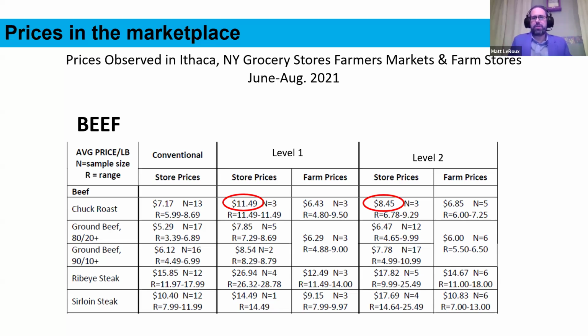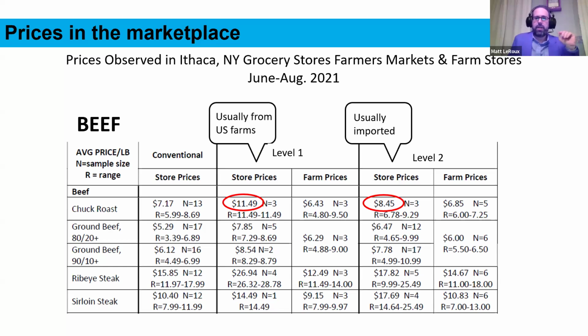Also want to draw your attention, because it's interesting, that the level one, which is the less differentiated product here, in the case of the chuck roast, has a higher price than the level two. And that is because the level one product, again, a grain finished beef that says no antibiotics, no added hormones, was being produced in New York State and Pennsylvania and then processed at a large packer in Pennsylvania, but it still had a higher cost for the grocery stores. And so that was reflected in their price.